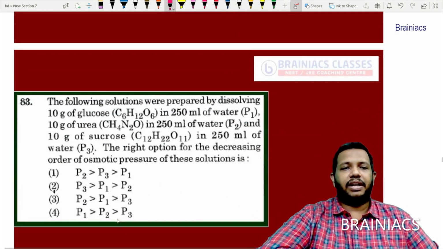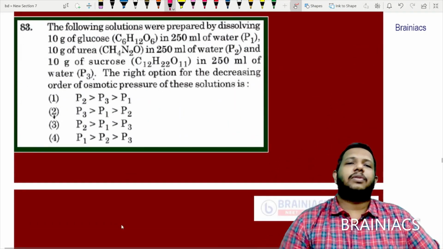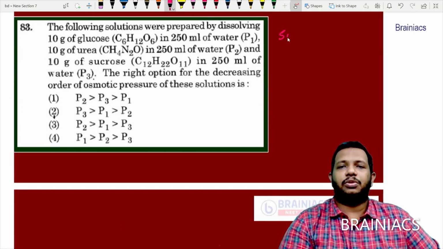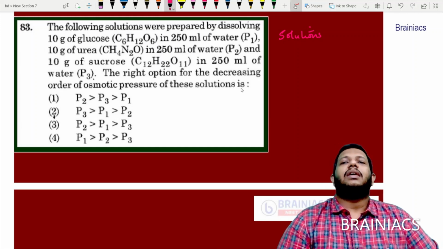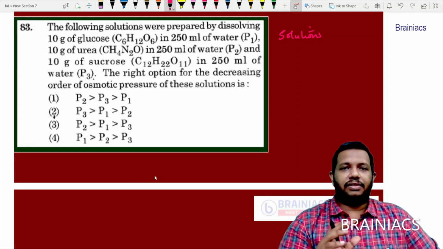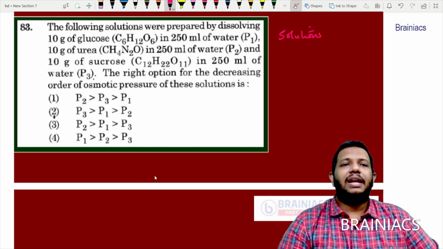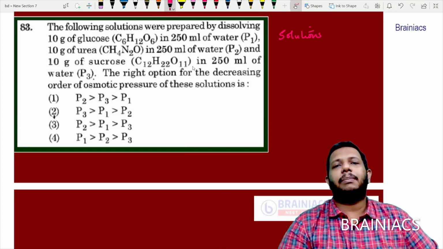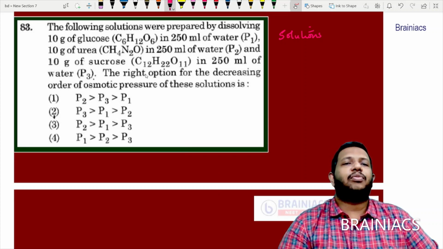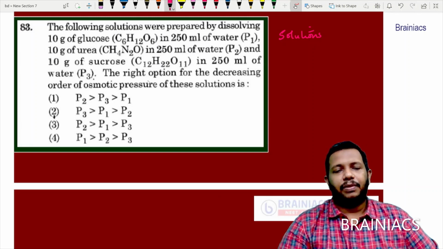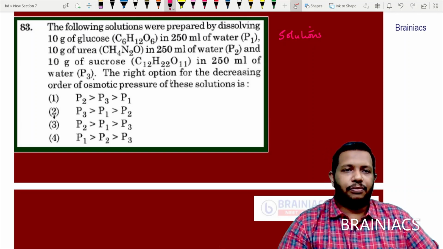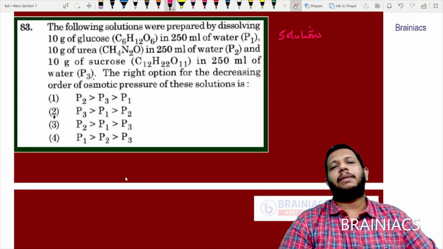Let's go to the next question. The next question is from the chapter solutions, second year. The following solutions are prepared by dissolving 10 gram of glucose, C6H12O6, in 250 ml of water, 10 gram of urea in 250 ml of water, and 10 gram of sucrose in 250 ml of water. They are asking the right option for the decreasing order of osmotic pressure.